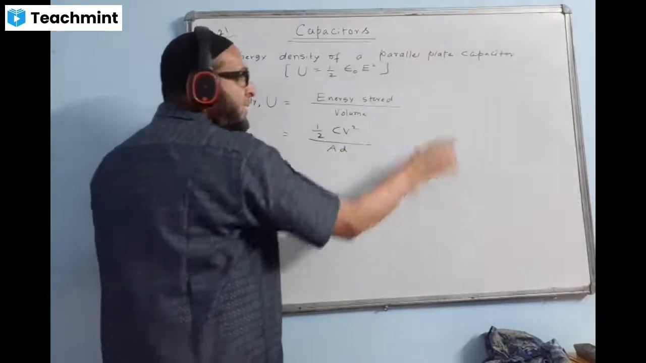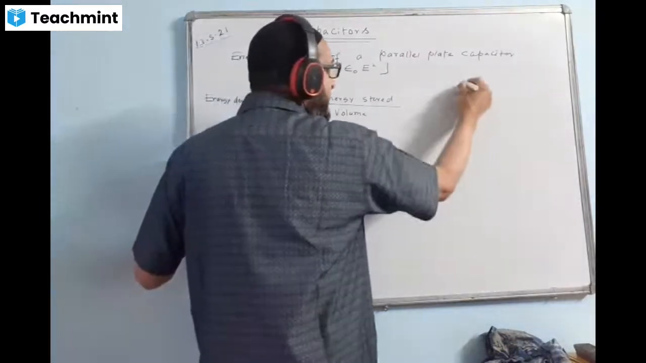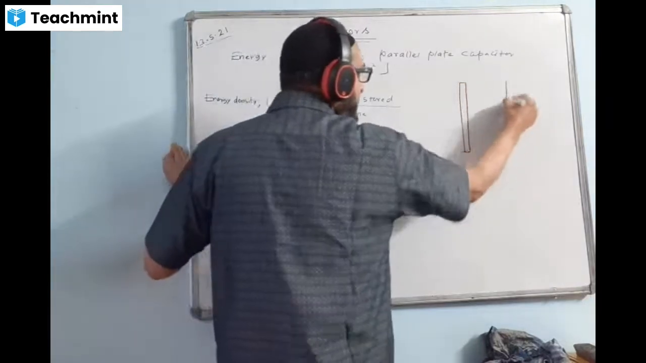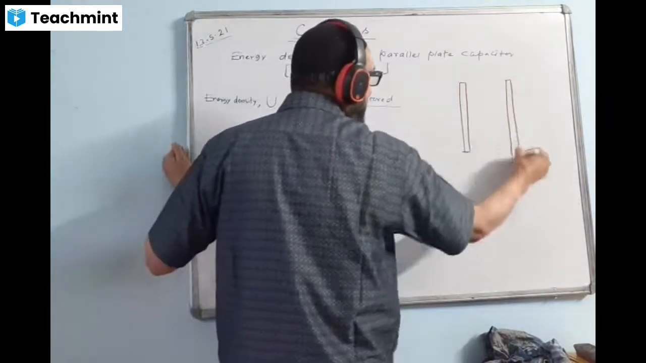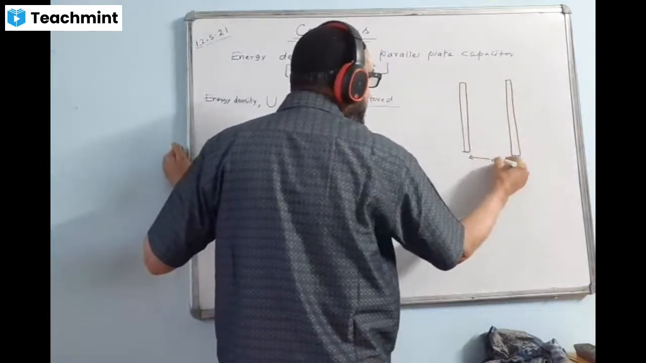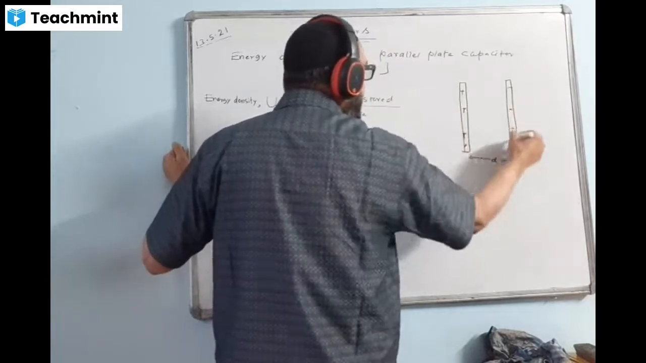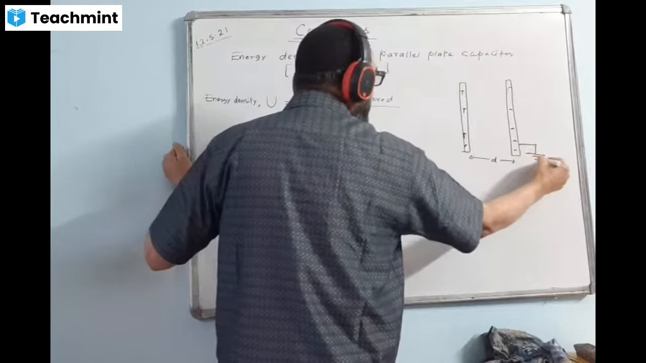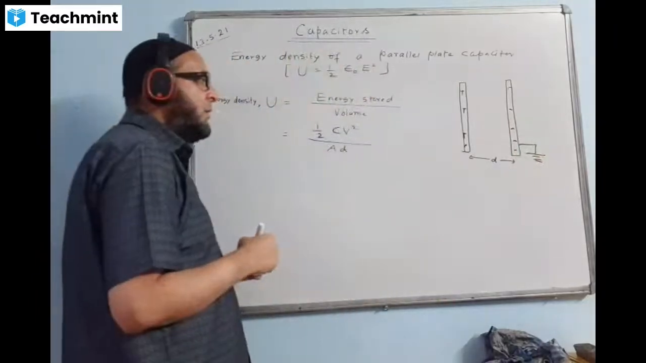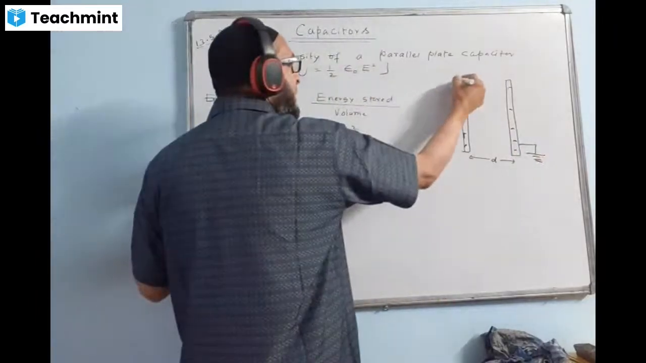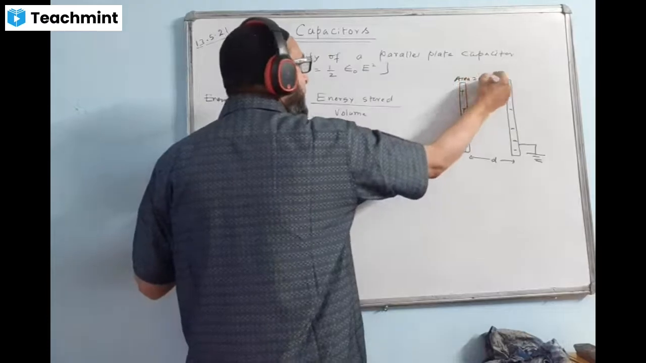You know the parallel plate capacitor. You may not draw the diagram, you can do it directly here. This is V, this is D. One side is positive, one side is negative, and here you're doing earthing. The area of cross section you take as A. Here also A, into the total distance D.